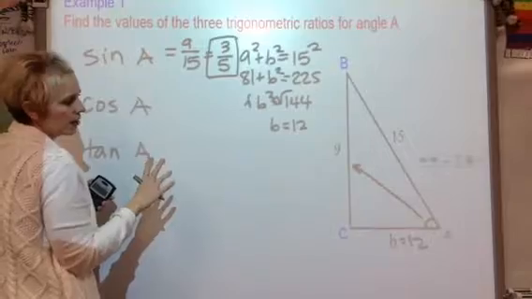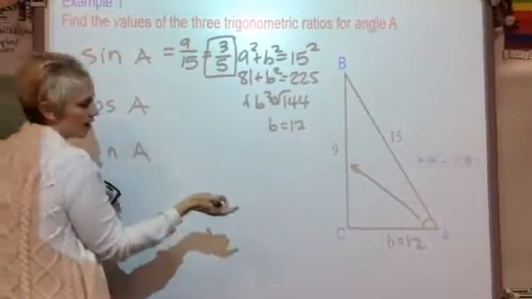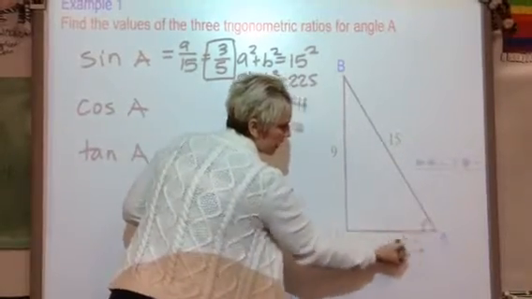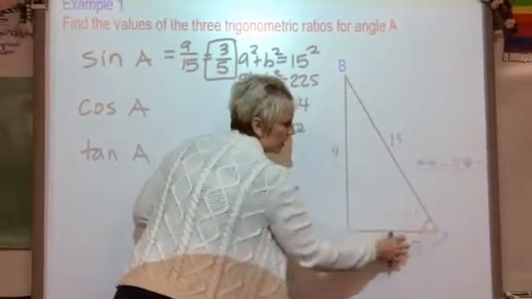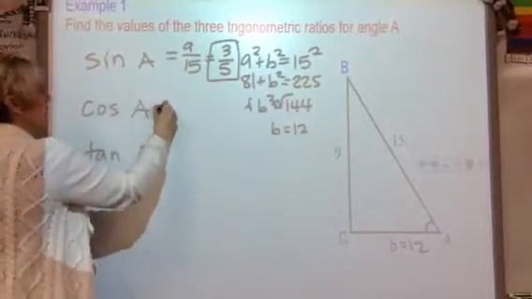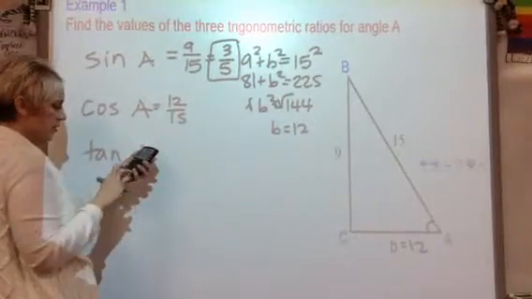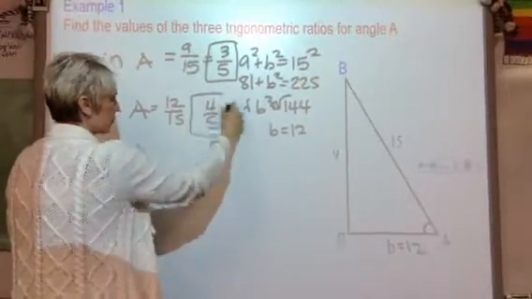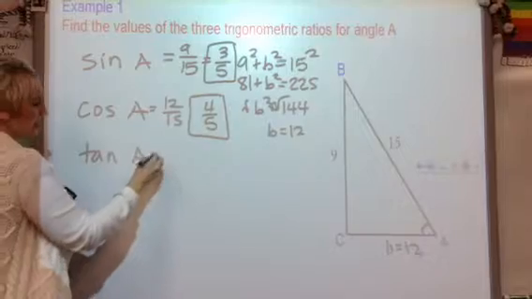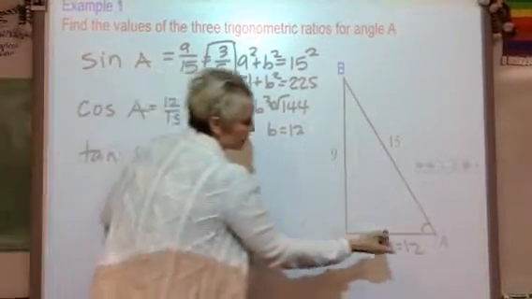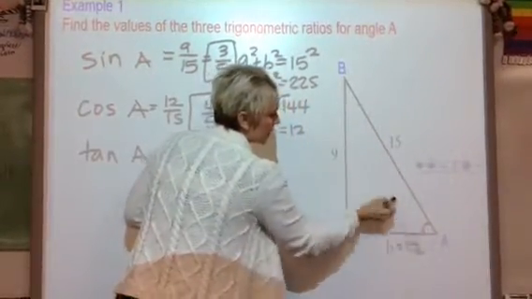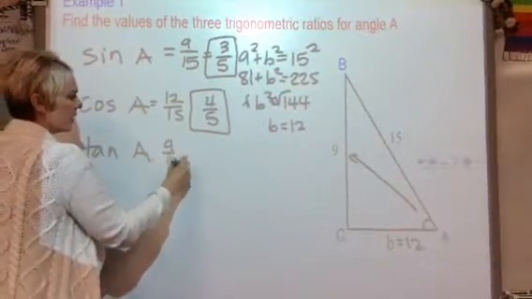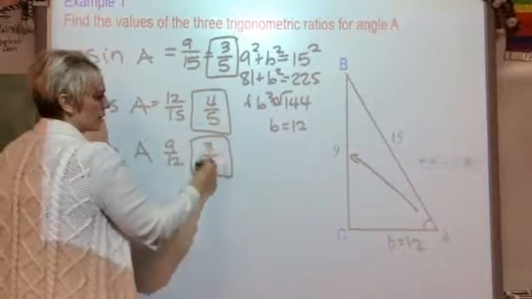Cosine is adjacent over hypotenuse. So the adjacent to A, right here, is 12, next to it, and the hypotenuse is 15. So that's 12 over 15. We see if we can reduce that. I'm just going to use the ABC key, and I get 4/5. And tangent is opposite over adjacent. So remember, opposite of A is 9, adjacent is 12. So it's 9/12, which reduces to 3/4.